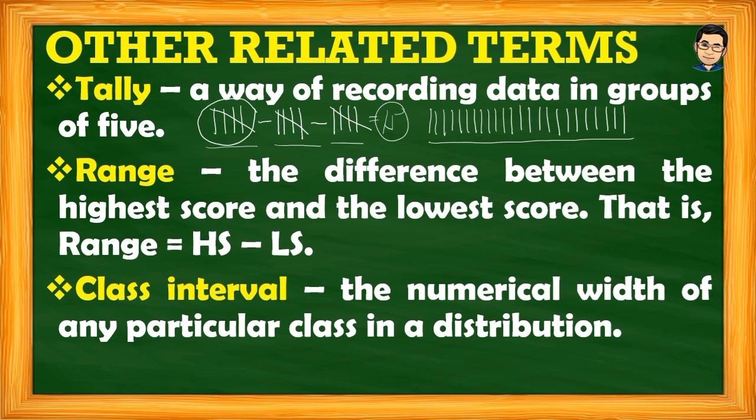And then, we also have class interval. So, the numerical width of any particular class in a distribution. So, kung yung kaninang example natin, 75 to 78. So, kung kukunin natin yung interval, denoted as small i, magbibilang lang po tayo from 75 to 78. That is 75, 76, 77, 78. So, the class interval is 4.